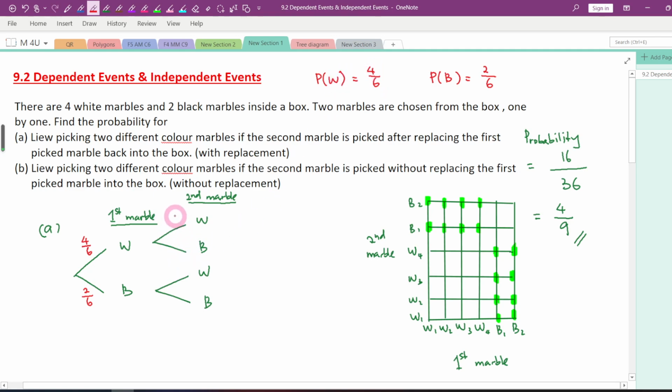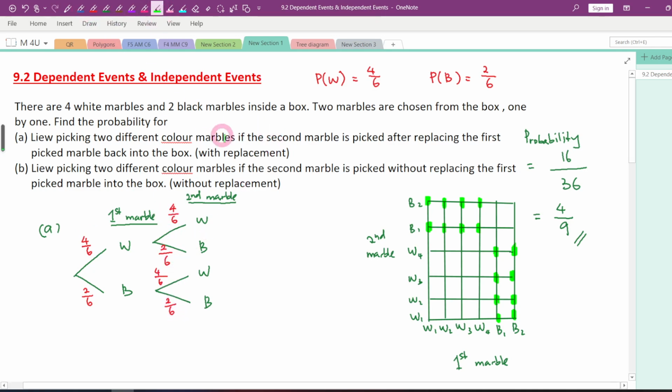You know that there are total 6 marbles and 4 are white. So for the second time, because this is with replacement, second time still the same thing. There are 6 marbles inside and 4 of them are white. 6 marbles inside, 2 of them are black. Okay, here also the same thing. After filling in all the probabilities, you have to always make sure that the sum of the probabilities for all these branches, this and this, must be equal to 1 every time. Added up together must be equal to 1.